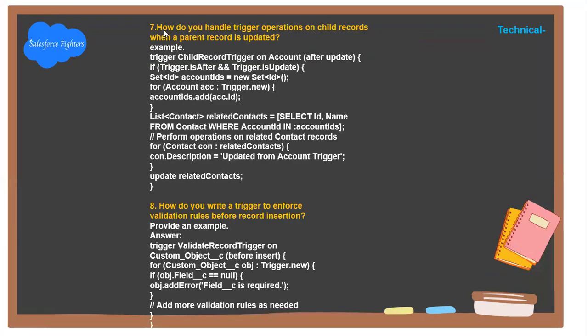Next question. How do you handle trigger operations on child records when a parent record is updated? Examples. Next question. How do you write a trigger to enforce validation rules before a record is inserted? Provide examples.